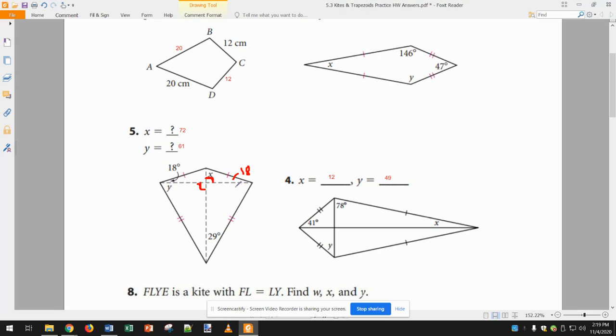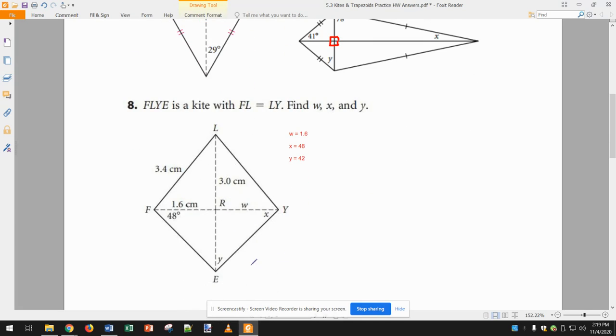If this is y, then y is over here also. So we can do 90 minus 29 to get y. This triangle, we can do a lot of the same things. These are all right angles. So we have 90 minus 78 to get x and 90 minus 41 to get y.